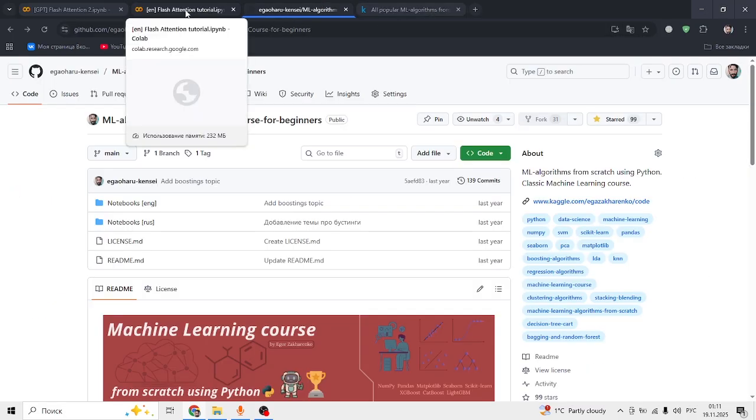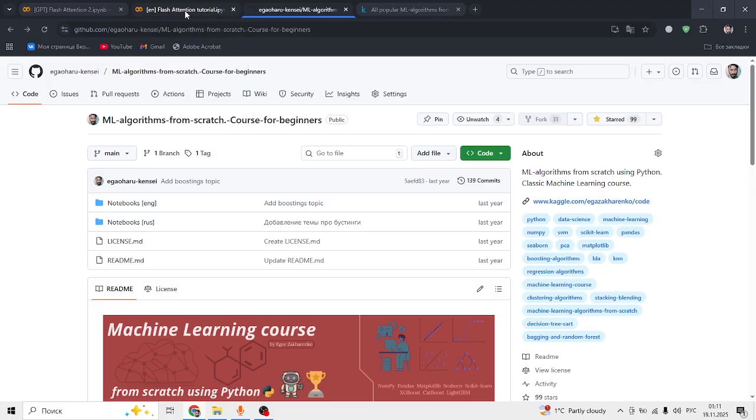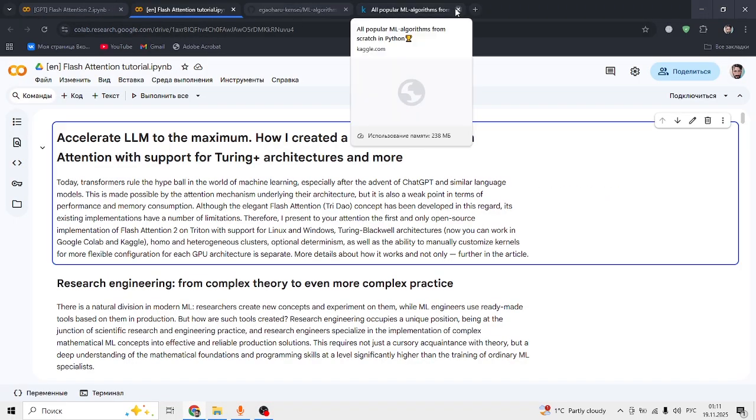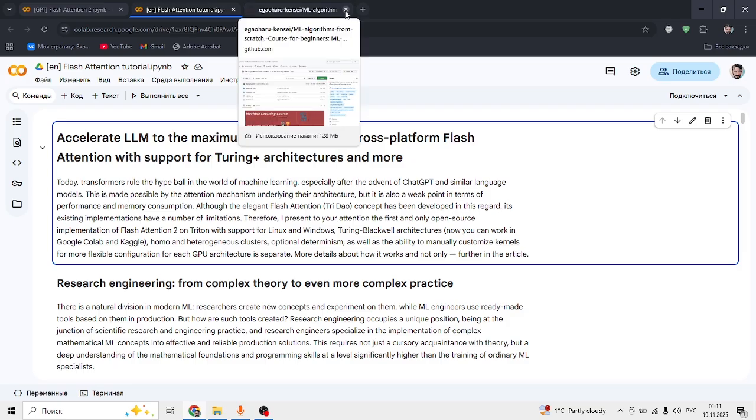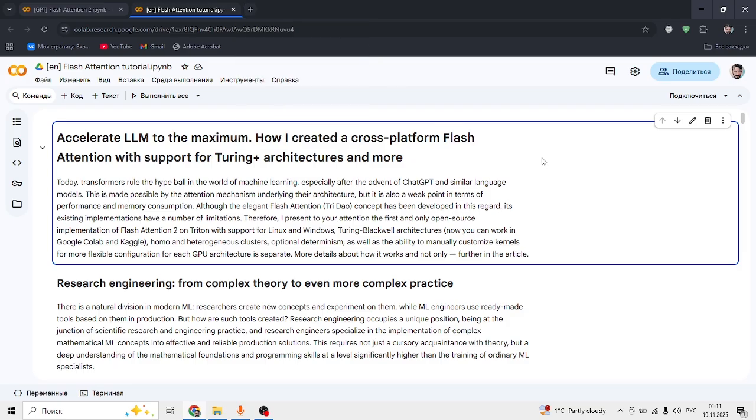But now we're gonna start with FlashAttention. So I decided to create this paper with the name Accelerate LLM to the Maximum: how I created a cross-platform FlashAttention with support for Turing plus architectures and more. So here we have a long read paper tutorial, and I want to start with this.